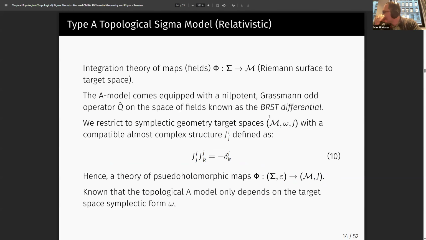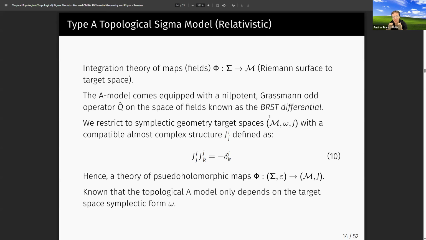Cool. Okay, so the type A topological sigma model, if you haven't seen it before, you should just think of it for now formally as an integration theory of maps, which we also call fields, from a Riemann surface to a target space. The A model does come equipped with a nilpotent Grassmann odd differential operator on the space of fields that is known as the BRST differential. We're going to denote that Q. Generically, we restrict to symplectic geometry target spaces. So we have a target space manifold M, equipped with some symplectic structure omega and some complex structure J, and all the usual compatibility conditions.